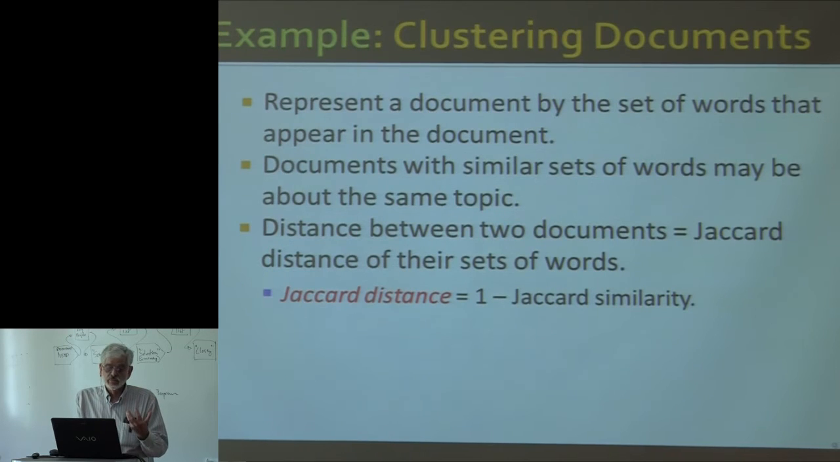There are several natural distance measures, and they're not Euclidean. That is, documents don't live in a space. They just have a distance to other documents.